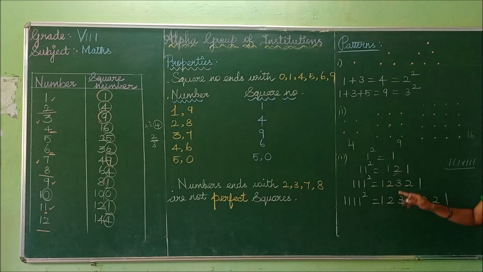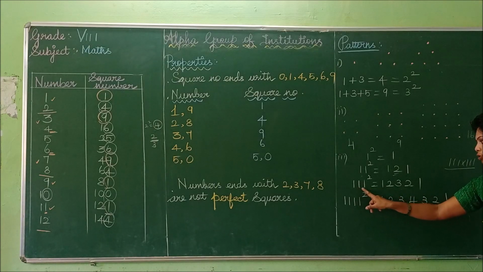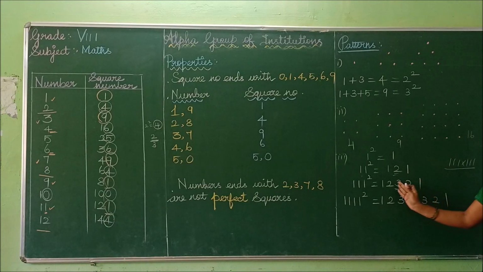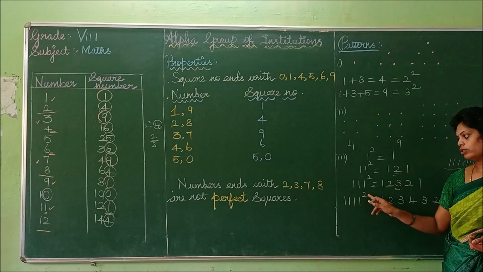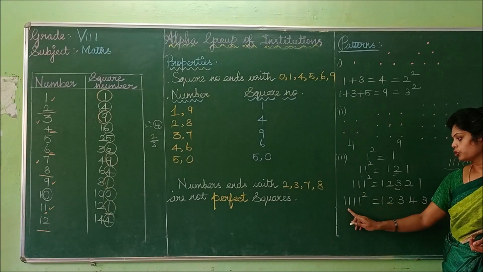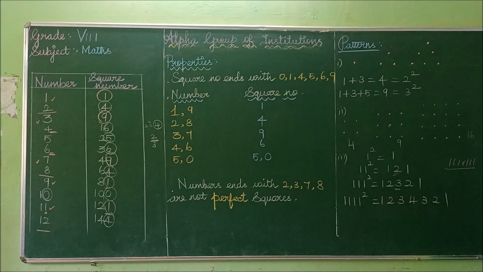Understand? For 111 squared, here how many ones are there? 1, 2, 3. 3 ones. So you have to write that 3 in between and reverse the order: 3, 2, 1. Similarly, you reverse the order on the right hand side also: 3, 2, 1. Now the question is 1111 whole squared. How many ones are there? 1, 2, 3, 4. 4 ones. So you write 4 in the middle and reduce the value: before 4, 3, 2, 1. On the right hand side also, before 4, 3, 2, 1.